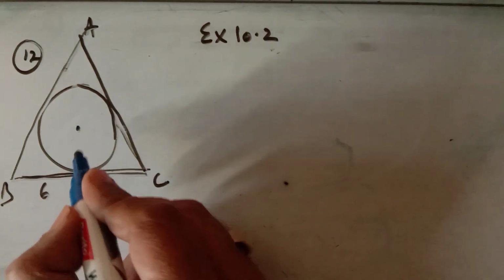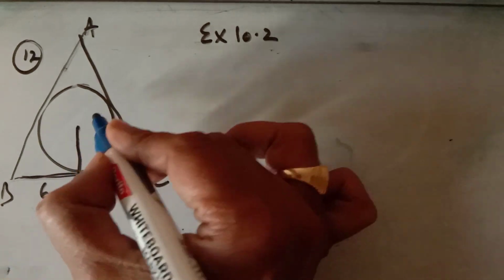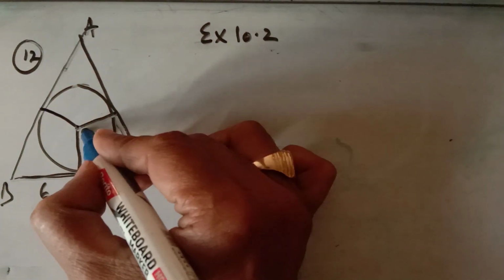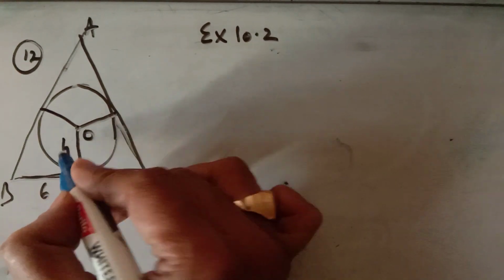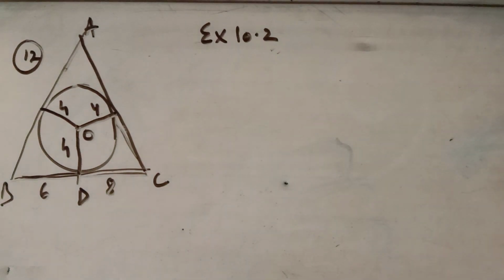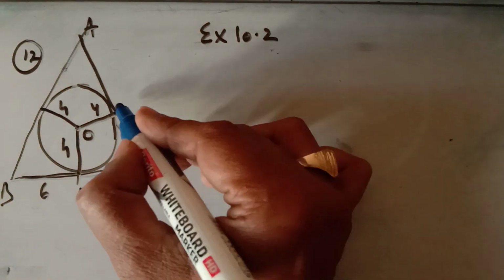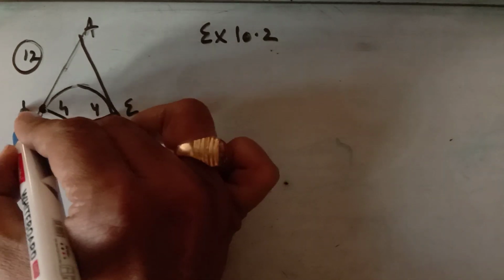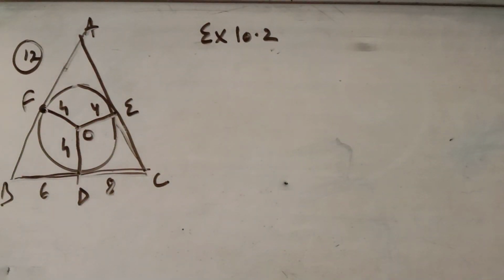So if I say the center of the circle is O, it is given that OD is equal to 4 centimeter. This is 4, this is 4 and this is 4. Let the points of contact on the other sides be E and F. Now you have to find the sides AB and AC of this triangle.